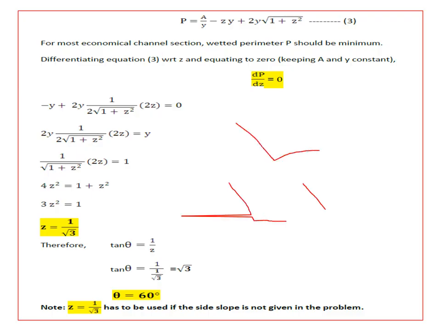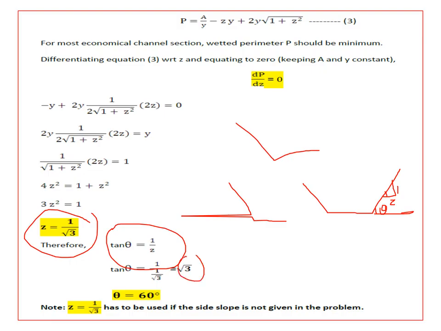So this angle is theta. This is z. This is 1. This is theta. So what is tan theta? It is 1 by z. So what is z? It is 1 by root 3. So therefore tan theta is root 3. So therefore theta should be 60 degrees. That means if the slope is not given, you can take theta as 60 degrees for the calculations. So that is z should be equal to 1 by root 3, so 0.577.